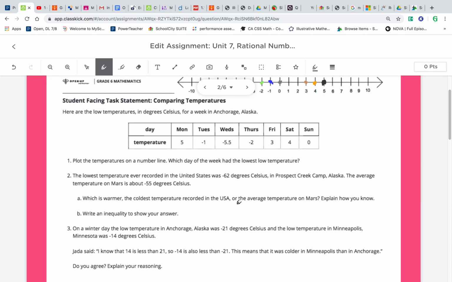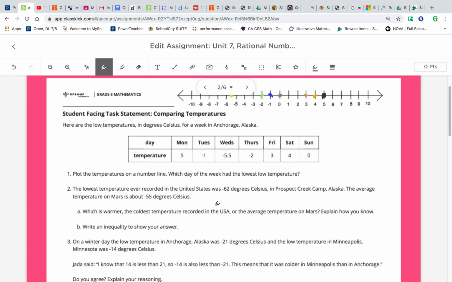All right, so for number 2, the lowest temperature ever recorded in the United States was -62 degrees Celsius in Prospect Creek Camp, Alaska. The average temperature on Mars is about -55 degrees Celsius. Which is warmer? The coldest temperature recorded in the USA, which is -62, or the average temperature on Mars, which was -55?